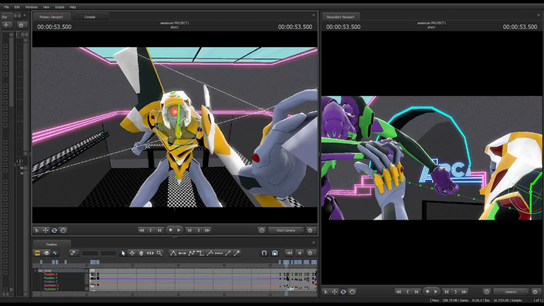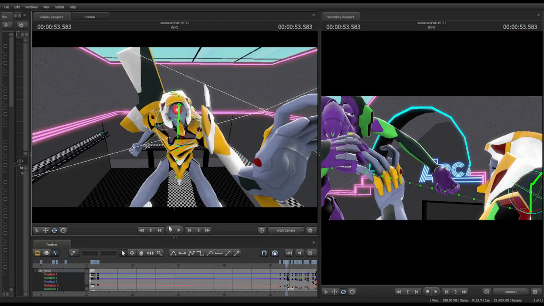Yeah, and see now I notice that the Unit 0's shoulder bell is being weird. So I'm going to have to adjust that.